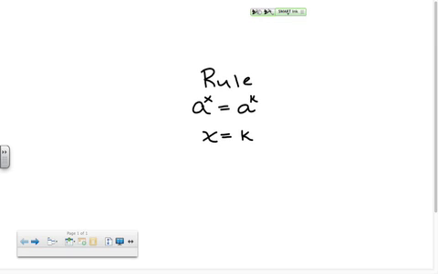This only works with exponents that have the exact same base. The a's have to be the same, and you cannot have anything else in the equation. Everything must be in the exponents. So let's start with some examples. Please make sure that you write this rule down.